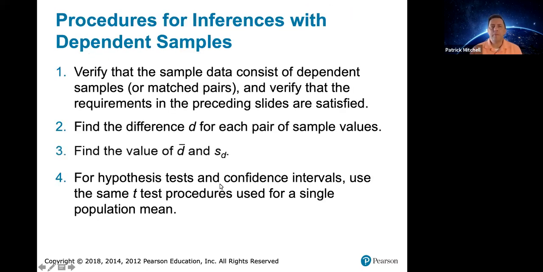All right, so the procedure is that first we're going to verify that the sample data consist of dependent samples or matched pairs, and verify that the requirements in the preceding slides are satisfied. Then find the difference D for each pair of sample values. Find the value of D bar and S sub D. So D bar and S sub D are the mean and the standard deviation of all these differences that you found in step 2. For hypothesis tests and confidence intervals, use the same t-test procedures used for a single population mean, again from section 8.3.